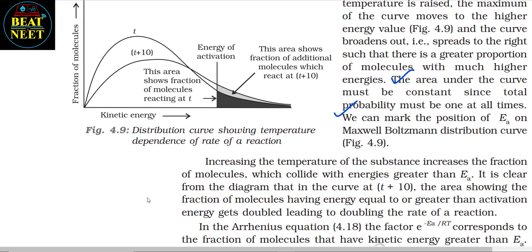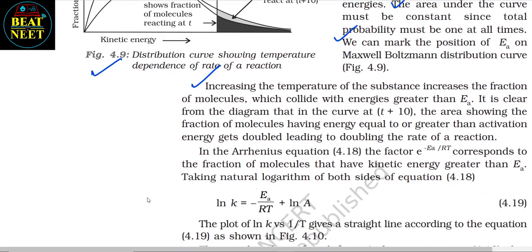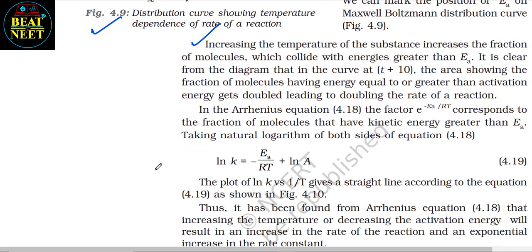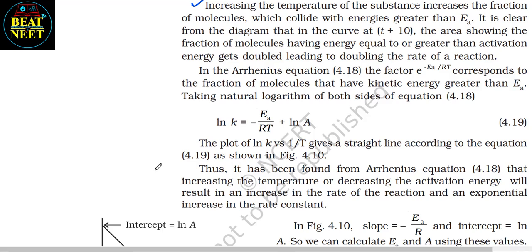We can mark the position of EA on the Maxwell-Boltzmann distribution curve. Here you can see figure 4.9, the distribution curve showing temperature dependence of the rate of a reaction. Increasing the temperature of the substance increases the fraction of molecules which collide with energies greater than EA. It is clear from the diagram that in the curve at T plus 10, the area showing the fraction of molecules having energy equal to or greater than activation energy gets doubled, leading to doubling the rate of reaction.